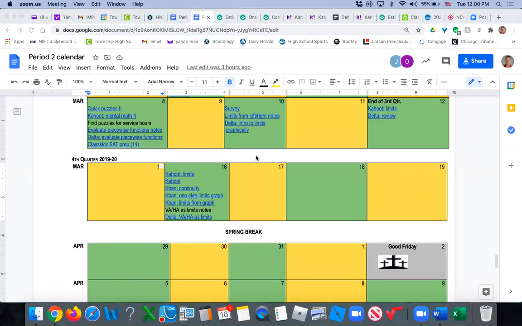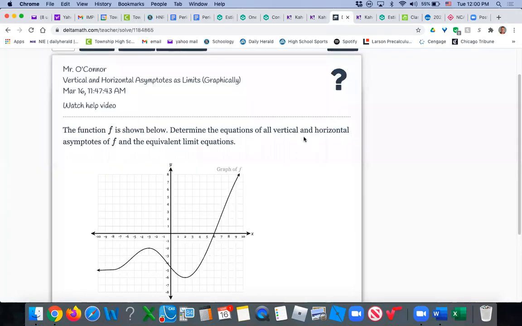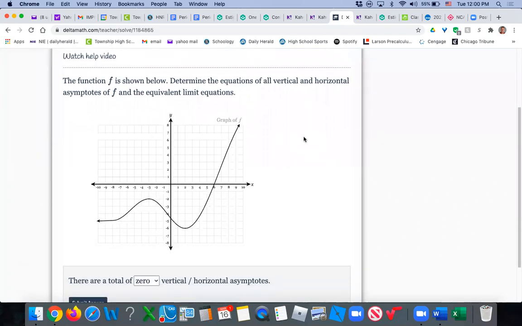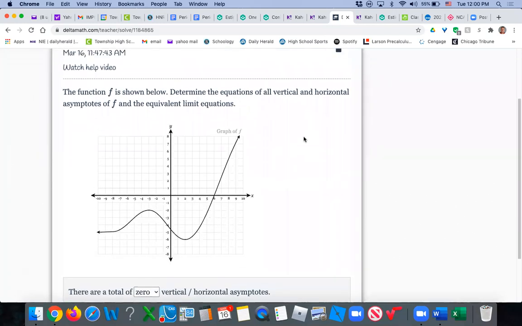But this activity is going to count as our graphs, our notes for the vertical asymptotes and horizontal asymptotes as limits. So if you have any questions on these, please make sure you raise your hands. I want to do this through Delta just so we have some fairly accurate graphs here. Vertical asymptotes and horizontal asymptotes we've talked about before and why you get those things. We did a lot of that with rational functions.